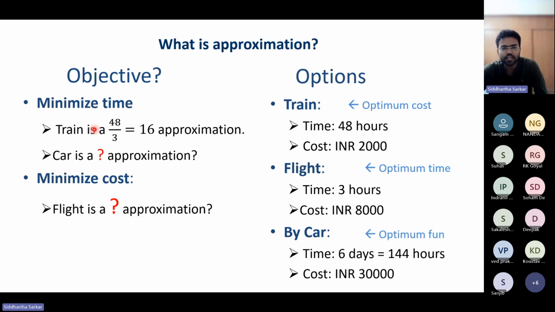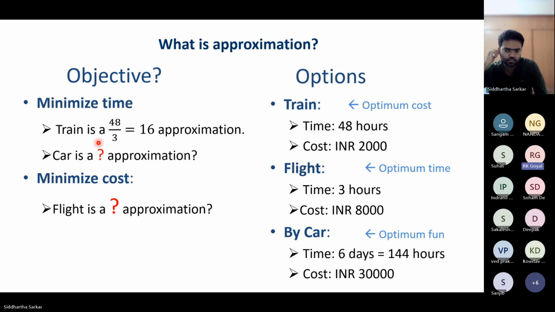If you understood what I said, then look at this data that the car takes 144 hours and I decide to take the car while having the objective of minimizing time, then what approximation have I achieved? 48. 48. How 48?